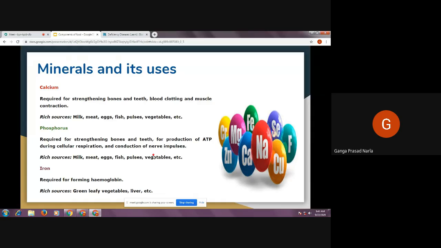So calcium and phosphorus help us to strengthen bones and teeth, right? We get calcium and phosphorus from milk, meat, egg, fish, pulses and vegetables. We get iron from green leafy vegetables and liver.